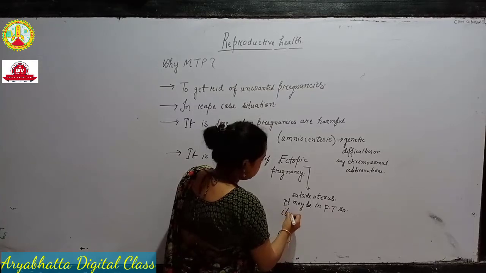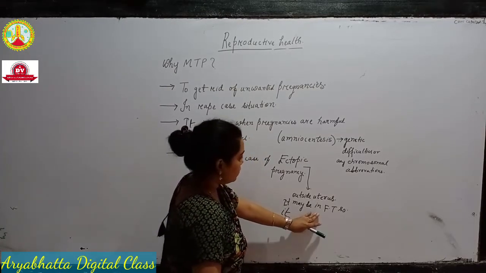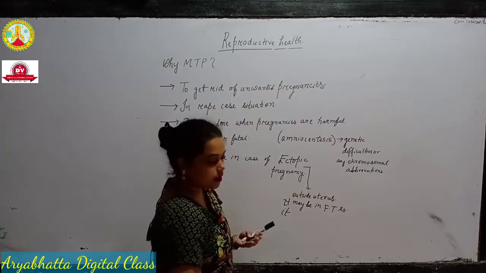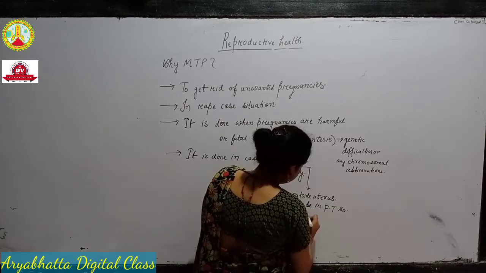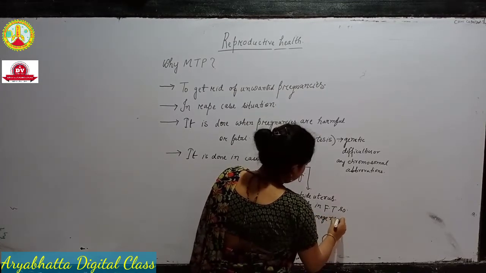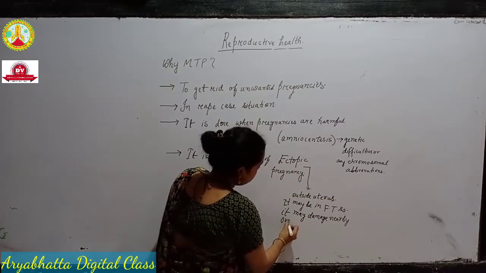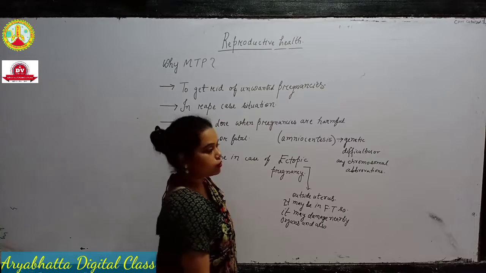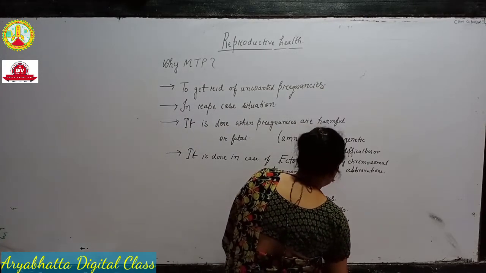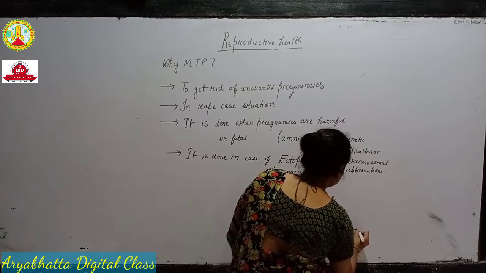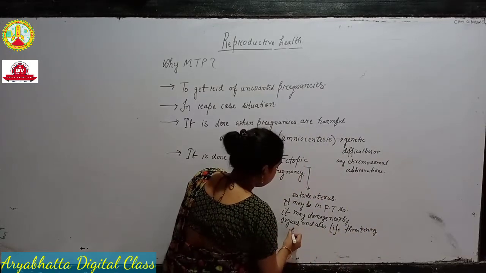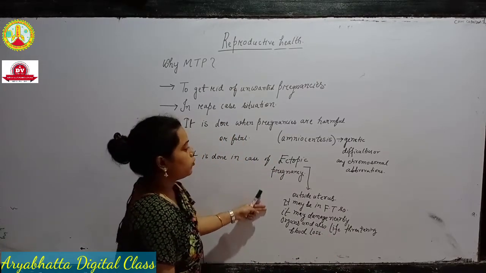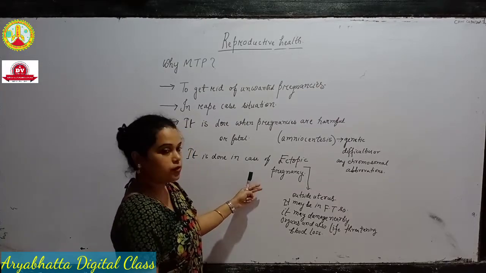So what happens if the pregnancy continues in the fallopian tube and it's not detected in the early stage? It may damage nearby organs, and it may also cause life-threatening blood loss from the pregnant lady. So this is called ectopic pregnancy. So in case of ectopic pregnancies, MTP is also done.